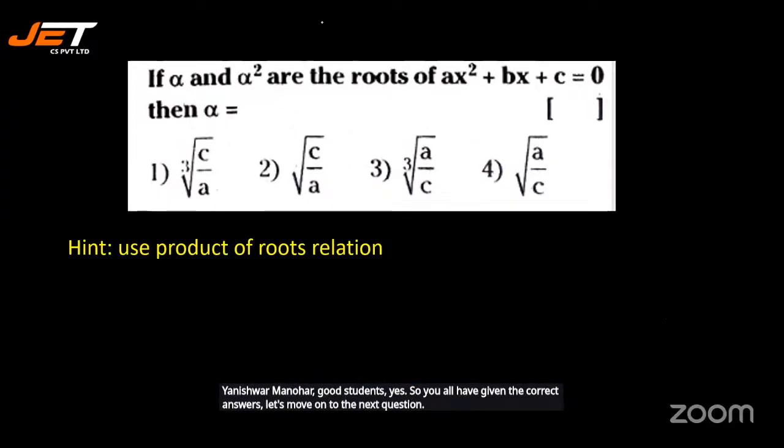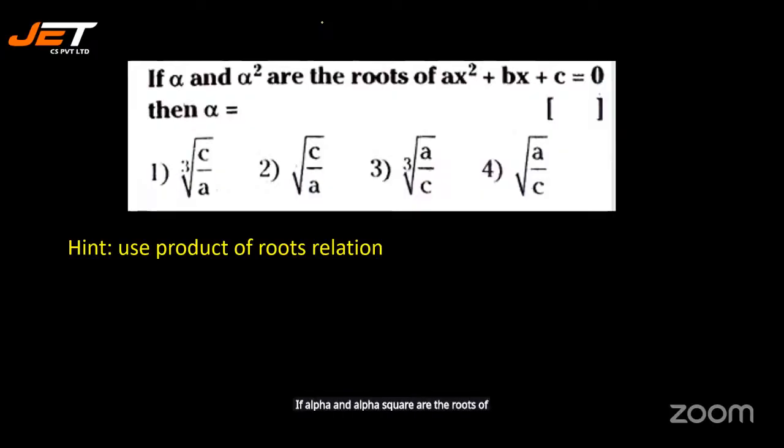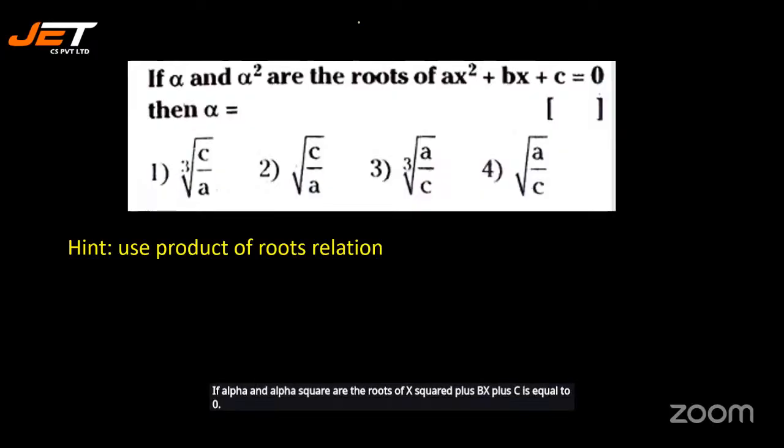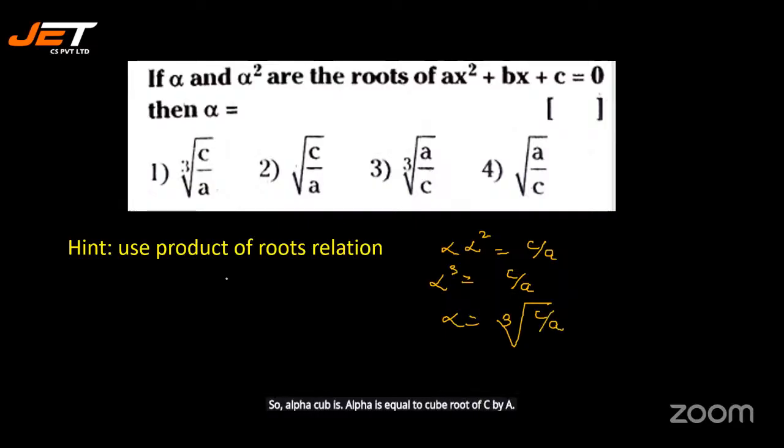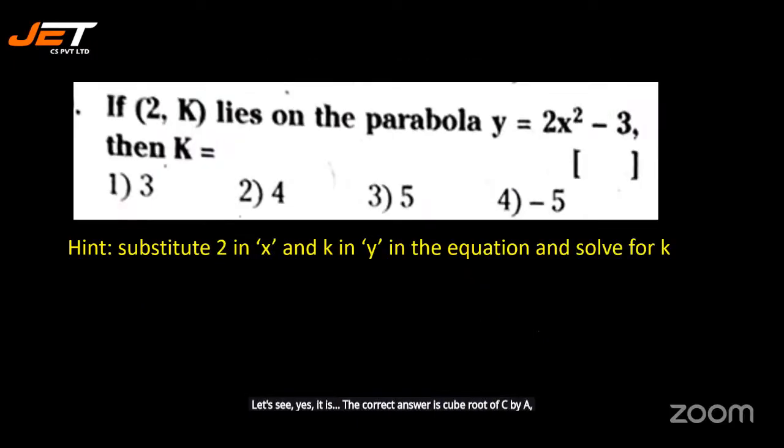If alpha and alpha square are the roots of ax square plus bx plus c is equal to 0, then what is alpha? Use product of the roots relation. So alpha into alpha square is c by a. So alpha cube is c by a. Alpha is equal to cube root of c by a. Let's see. Yes, the correct answer is cube root of c by a. Right. Now see the next question.